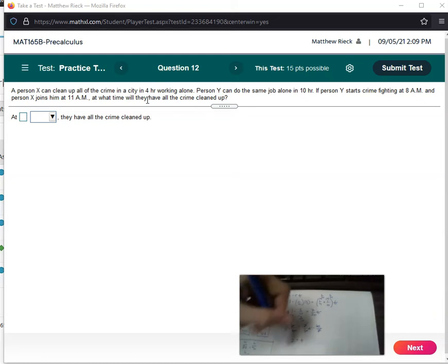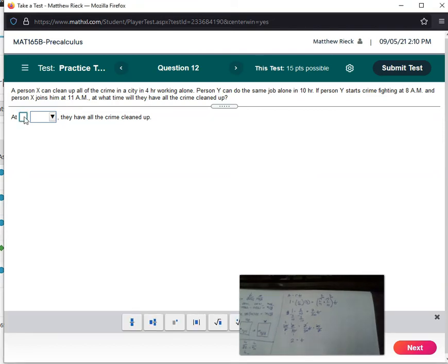All right, so in this case, person Y was working for 3 hours alone, and then 2 hours with person X. All right, so we have 3 plus 2, so that's 5 hours, starting at 8 a.m. So if you do 8 a.m. plus 4 would be 12 noon, and then 5 would be 1 p.m.